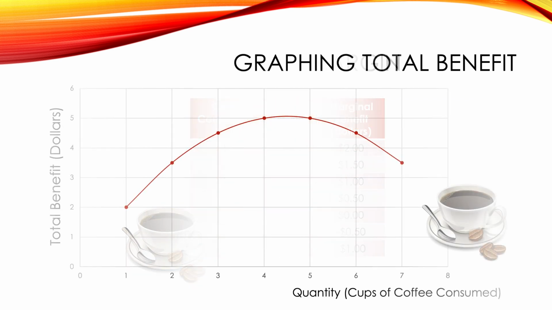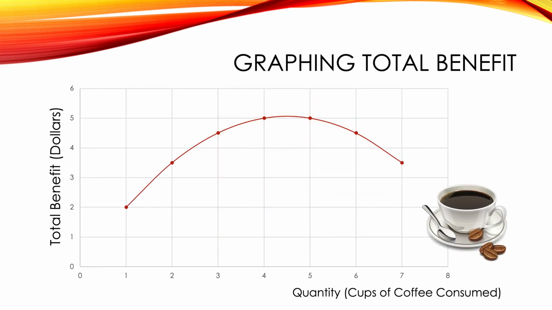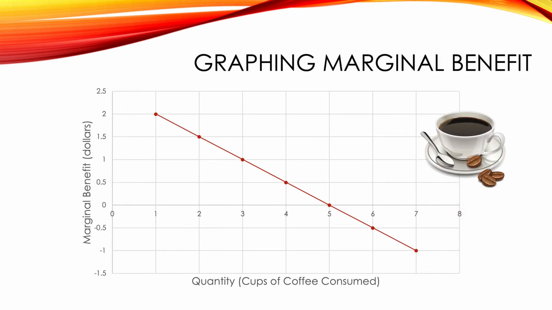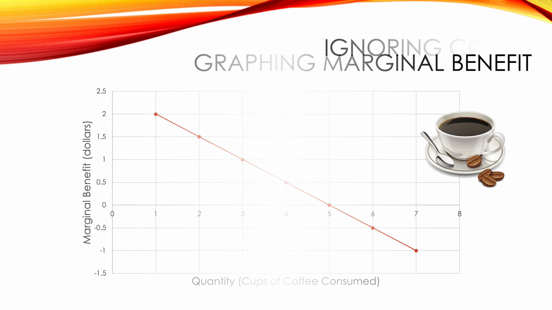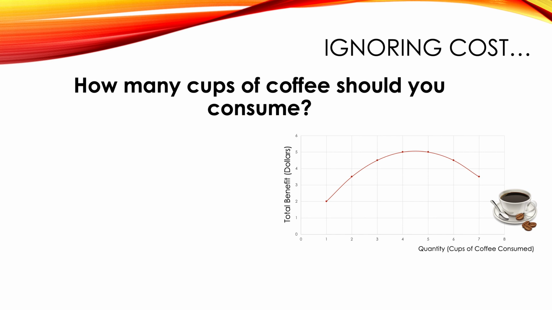We also graphed our total benefit. It looked like this. Rose, but by smaller amounts each time, and then started to fall. And then we graphed our marginal benefit, which consistently went down every single time. Ended up crossing the x-axis and becoming negative. So looking at this information and asking ourselves the question, how many cups of coffee should we consume? Let's take a look at that. You probably know the ballpark of where we should be here.